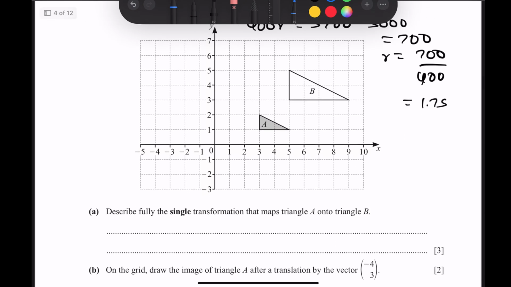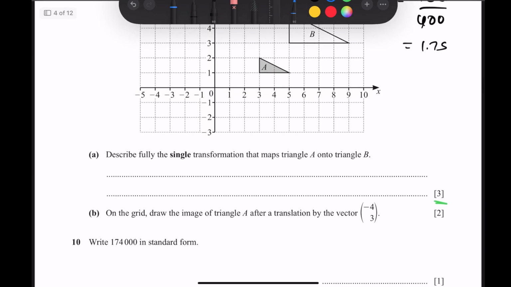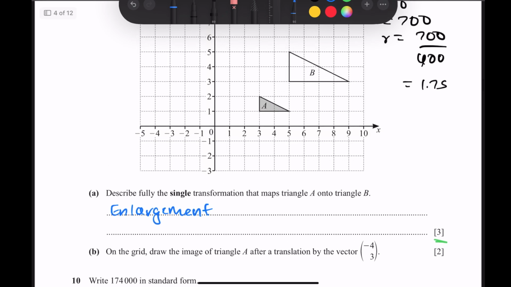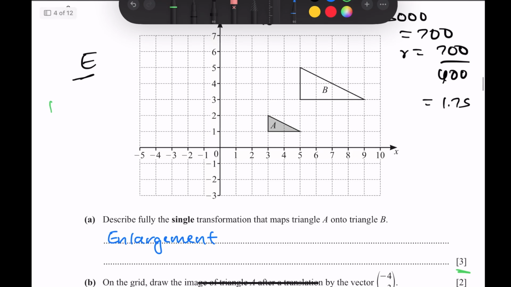Question 9. Describe fully the single transformation that maps triangle A onto triangle B. As you can see, triangle B is much larger than triangle A, which means that enlargement has taken place. So for the first mark in this 3-mark question, the first point that you have to say is that enlargement occurs. Now for any question that asks you to describe an enlargement, there are 2 things you have to keep note of. One is where the center of enlargement is, and the second is the scale factor of enlargement.